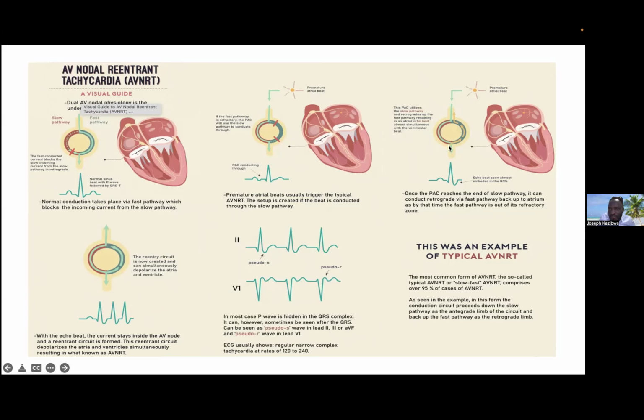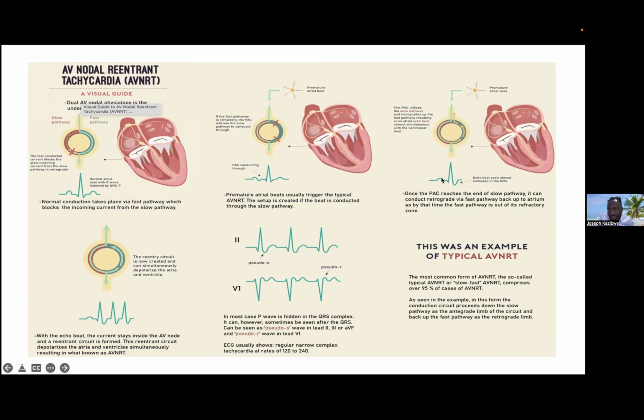And that means that we have simultaneous conduction going down and simultaneous conduction going up. So we have the PAC timed in such a way that it found the fast pathway refractory and has come down. By the time it is going to the ventricles, the fast pathway is out of the refractory phase and is able to conduct backwards, very slickly. So you end up with a re-entry circuit formed around this roundabout, and you're having simultaneous activation of both the ventricles and, upwards, the atria. And this is what we are seeing here.